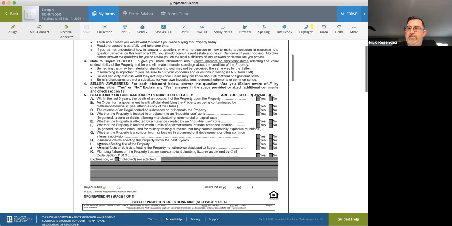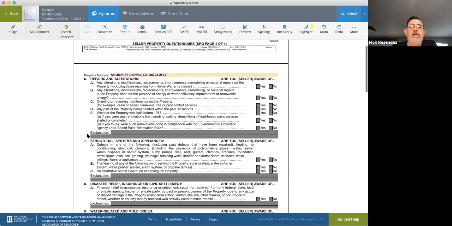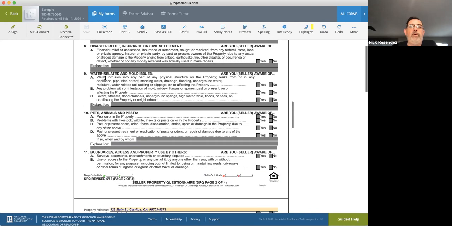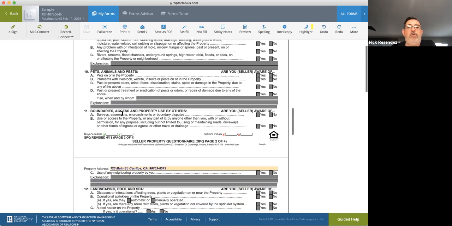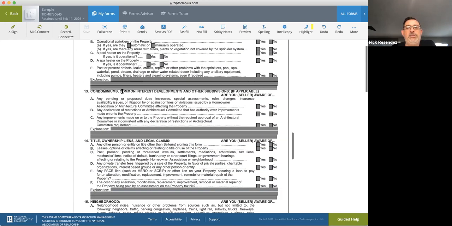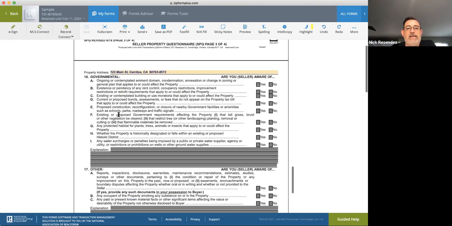I wanted to show you those specific questions because they're always required in every transaction. I'm not going to go into every question on the rest of this document. It's 4 pages, but the headers are talking about repairs and alterations, structural issues, disaster relief or insurance, right? Flooding, fire, etc. Water related and mold issues, any pets on the property or that affect the property, boundaries and access by others, landscaping, pool, spa, condo information, title information, neighborhood information, governmental, and other.